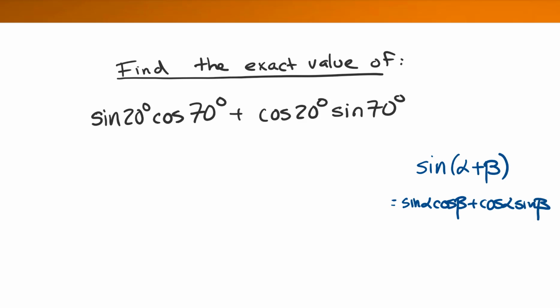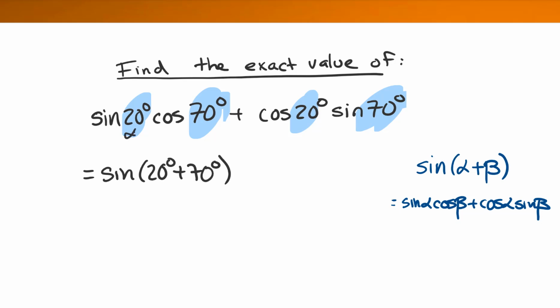So what's alpha in our case? 20. What's beta? 70, right? Because it goes alpha, beta. So this is just sine of 20 degrees plus 70 degrees, since it's alpha plus beta. So this is sine of 90 degrees, which is equal to 1.